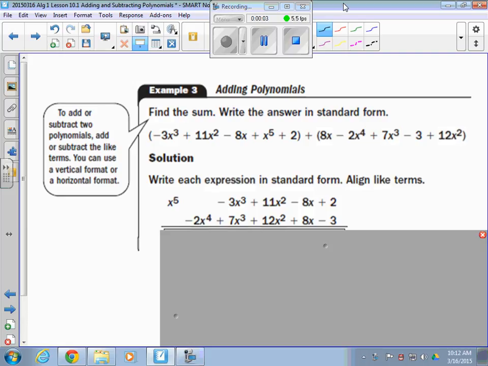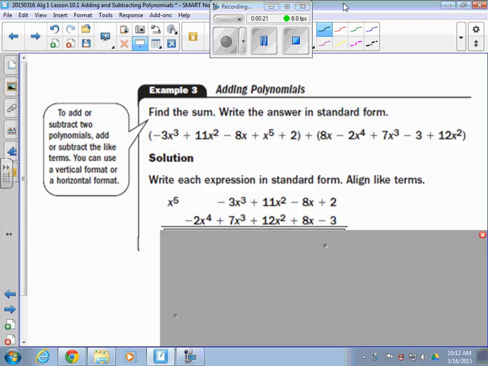It's Algebra 1 lesson 10.1, adding and subtracting polynomials, part 2. Example number 3 says adding polynomials. If you look off to the left, it says to add or subtract two polynomials, add or subtract the like terms. So you're combining like terms.